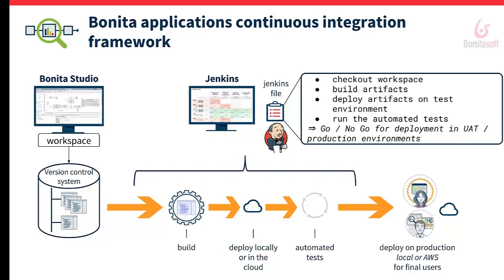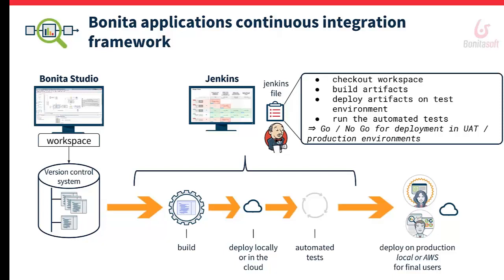And then the continuous integration software that we use, like here it's Jenkins, will orchestrate the builds, the deployment, and the test execution for your application. So we'll get all the information like the process definition, the business data model, all the web user interface that you create in Bonita Studio. You will get them from the version control system. It will build them, so package them as Bonita artifact, and deploys them in your test environment.